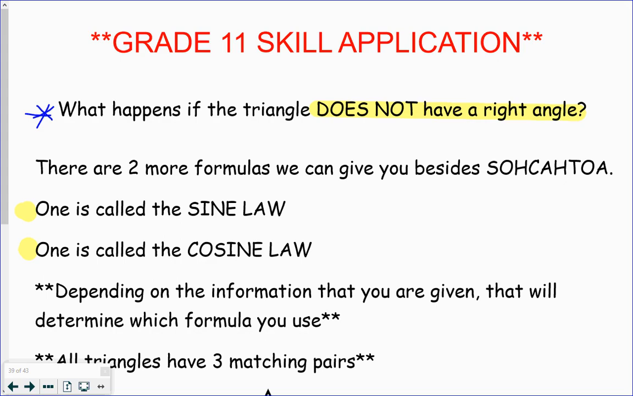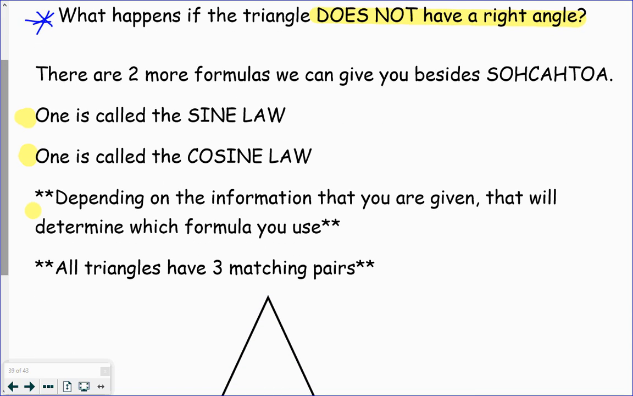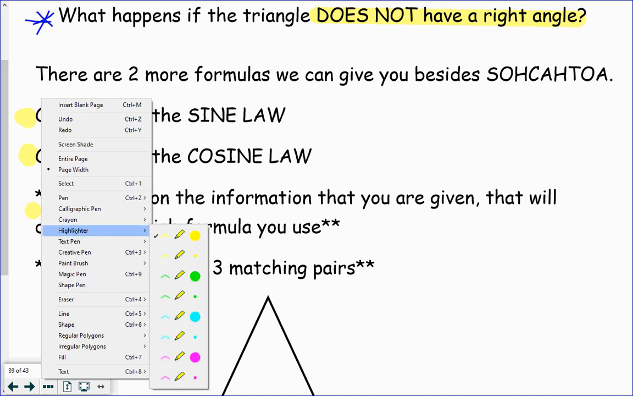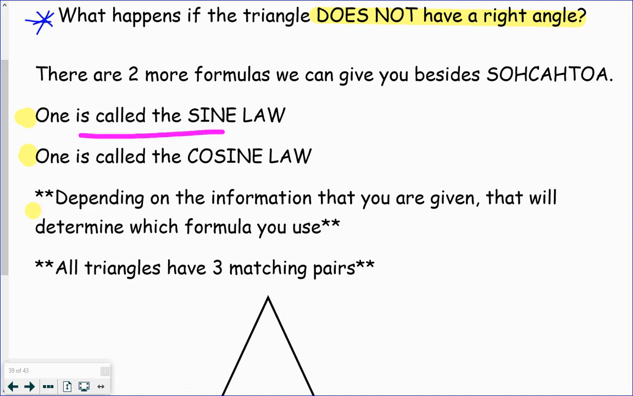So here's the key to this. Depending on the information that you are given, that will determine which formula you use. You're going to look to see what you get and pick the formula accordingly. All that we are going to do today is sine law. I'm not even going to introduce cosine law to you. Sine law is the easier of the two to work with as well.